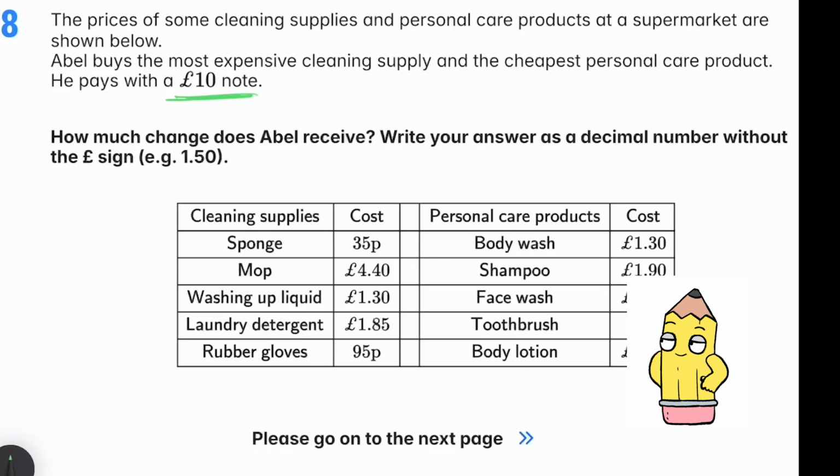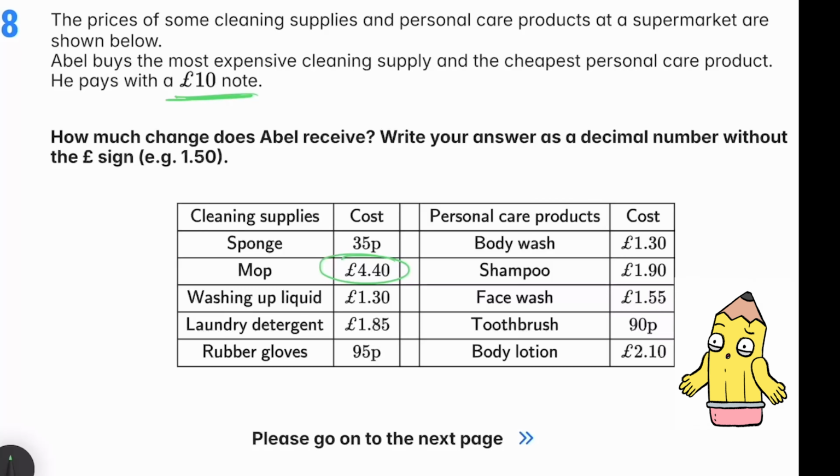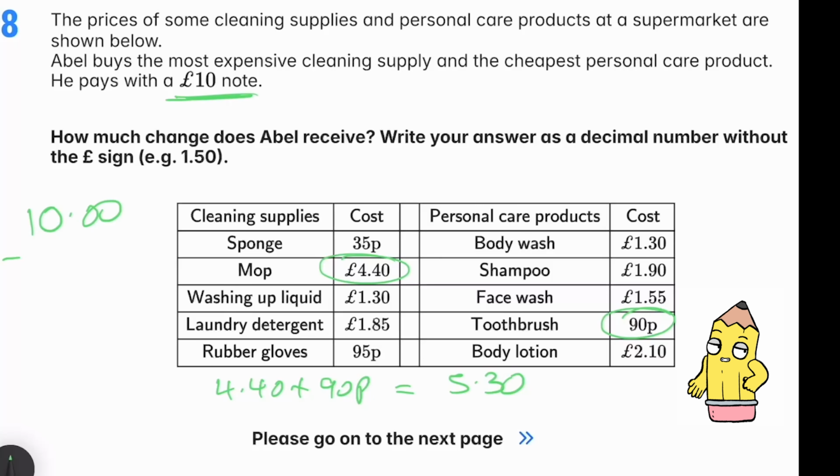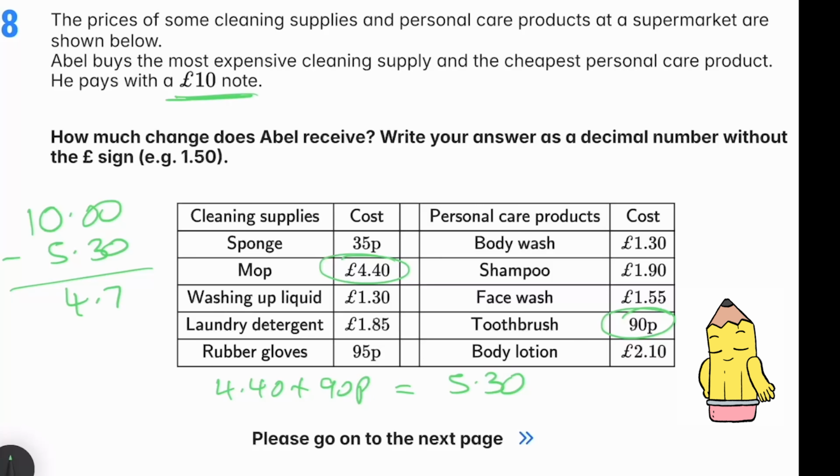So the table shows these different choices, and the most expensive cleaning supply is a mop, which is £4.40, while the cheapest personal care product is a toothbrush, and that costs 90 pence. So if Abel buys a mop and a toothbrush, then he owes £4.40 plus 90 pence, which is £5.30. And if he pays with a £10 note, we merely have to do £10 minus £5.30, which is £4.70. Therefore, Abel receives £4.70 in change.